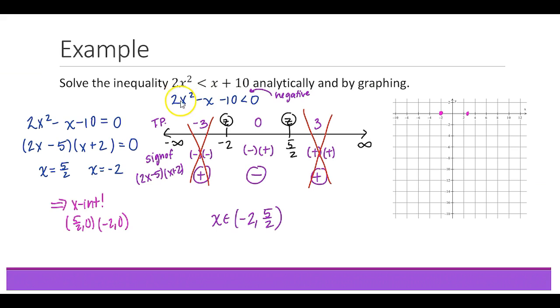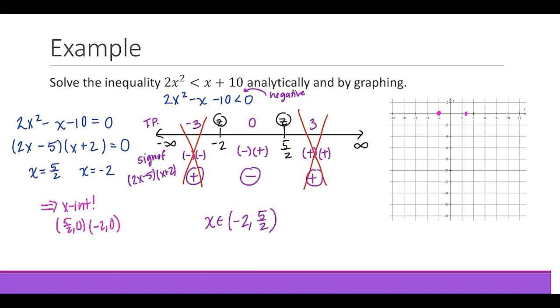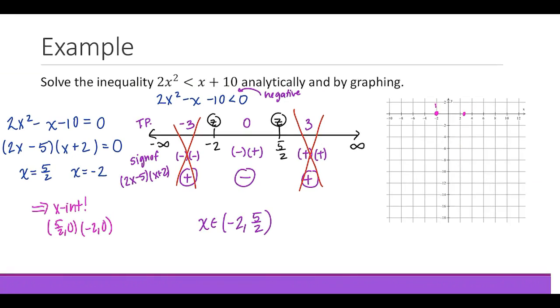So my parabola is going to open upward here because the leading coefficient is positive 2. And so we're going to go ahead and sketch this upward facing parabola. That wasn't quite right, so I'm going to try one more time.